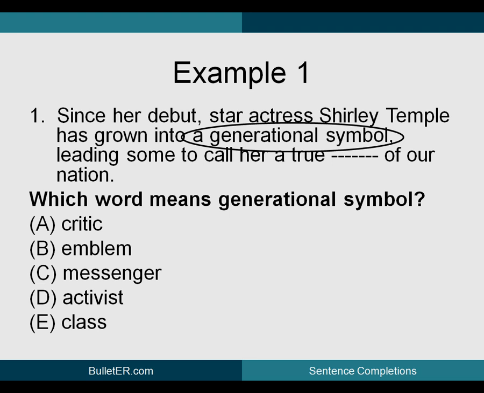Going through each of the 5 choices, we can eliminate each of the wrong answers in turn. We know that critics aren't symbols. Messengers send messengers, so that's out. Activists work for a cause, but they don't necessarily symbolize anything, especially across generations. Class has nothing to do with the clue either. So we end up with B, emblem, as our correct answer. Reading the sentence, we have Shirley Temple has grown into a generational symbol, leading some to call her a true emblem of our nation, which makes perfect sense.